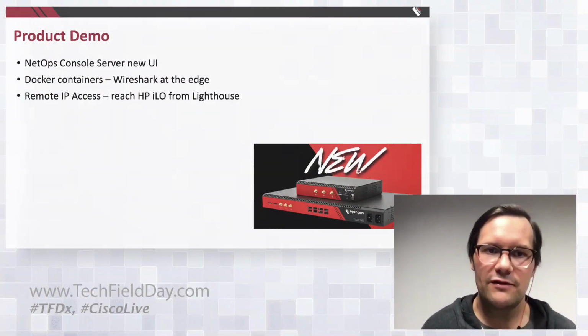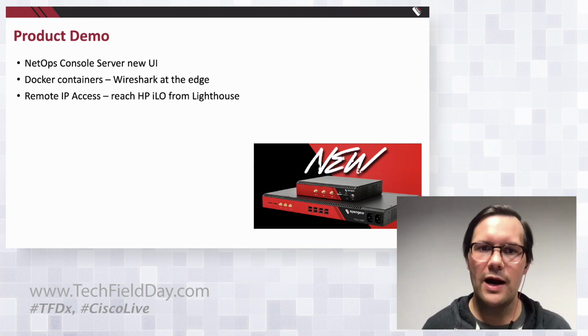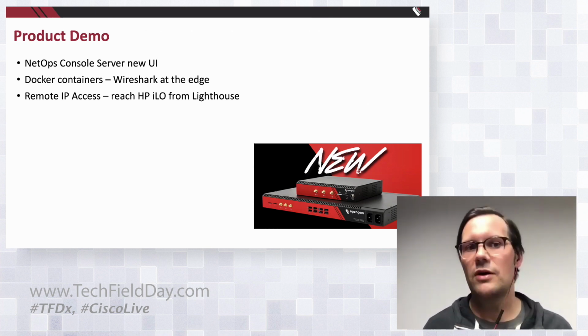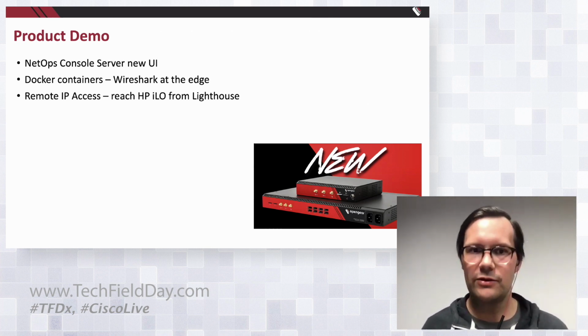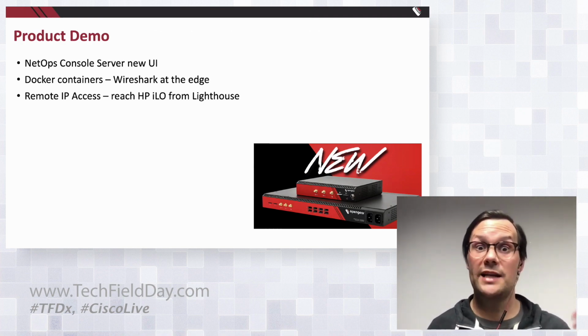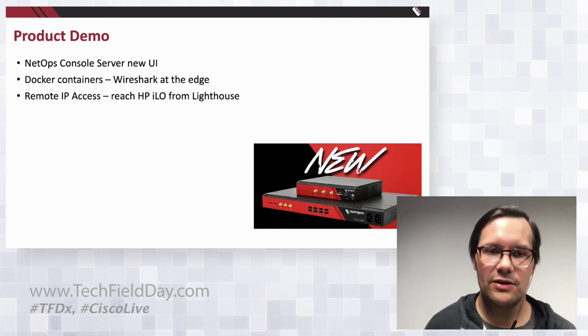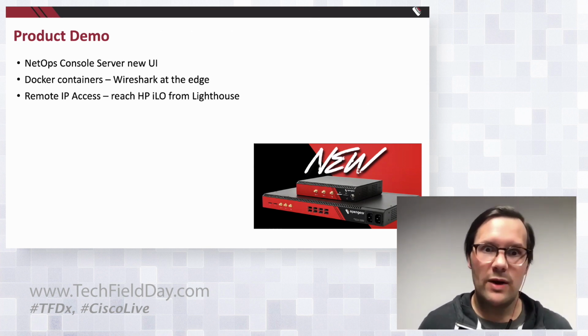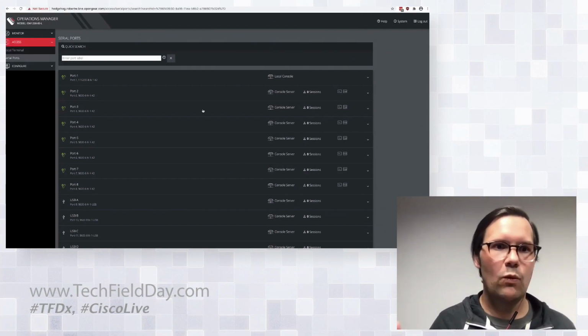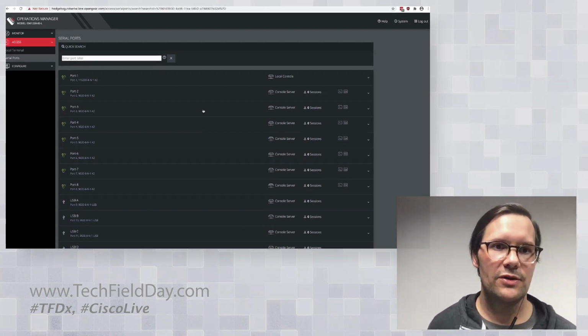So welcome to the NetOps Console Server product demo. What I'm going to show you today, as part of the introduction of our new NetOps Console Server products, is a quick tour of the new UI. I might show off that Console Autodiscovery feature and then show you a couple of cool things you can do using Docker. One is running Wireshark directly on your out-of-band console server, and also being able to reach interfaces that aren't just consoles. In this instance, I'll get to an HP ILO that might be running some virtual network functions directly from Lighthouse. And this is basically what you see when you log into the NetOps console server.